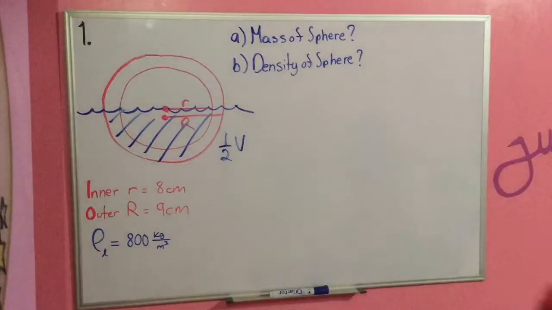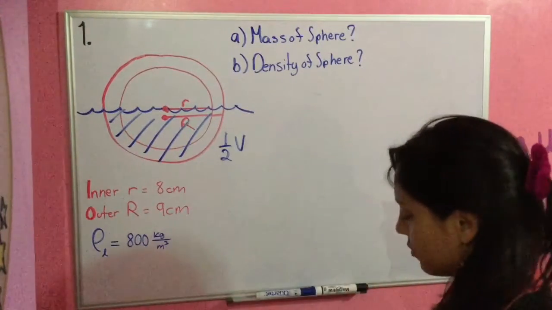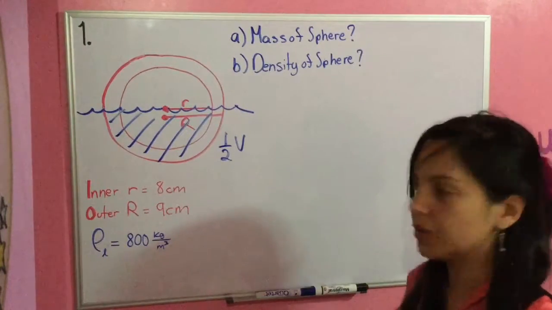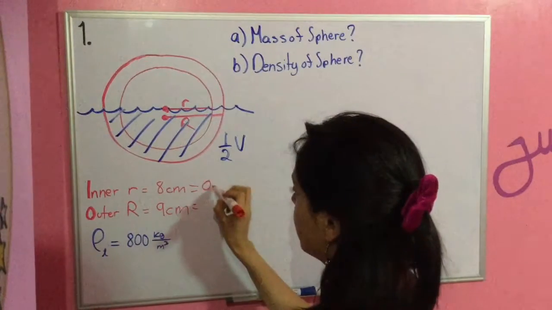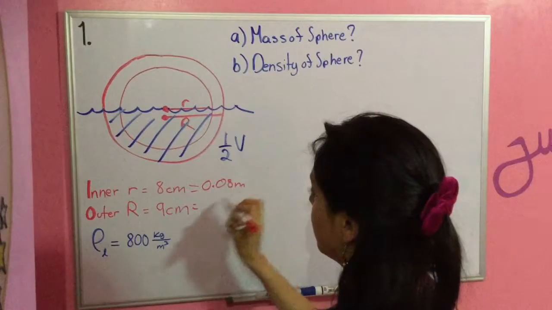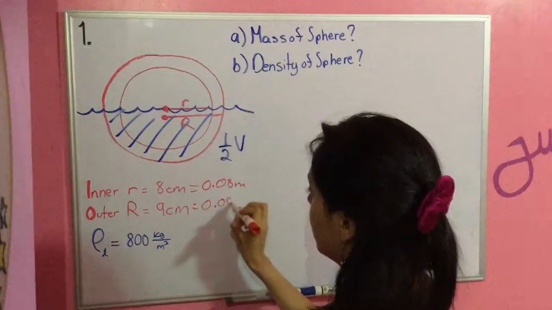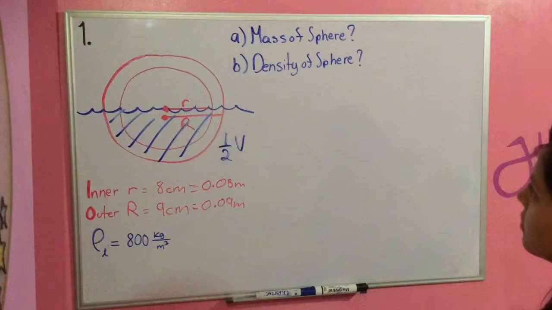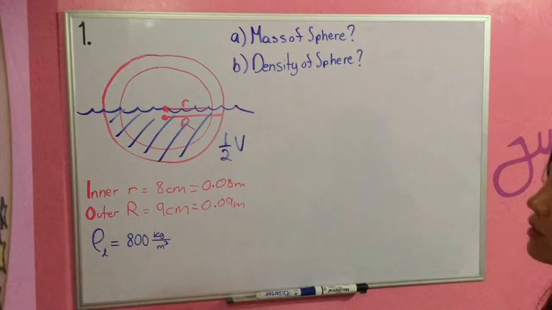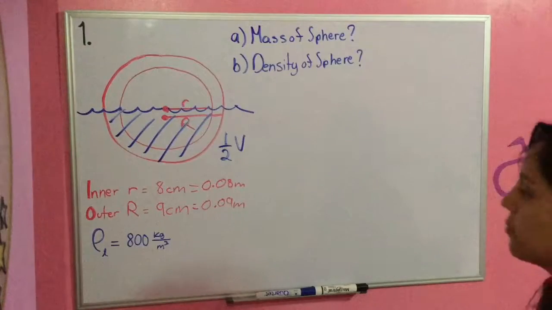But as we know, the most common units to use are meters, so we only have to convert this into meters. Well, now that we have this, the problem is asking us for two things. The first one is the mass of the sphere and the second is the density of the sphere.